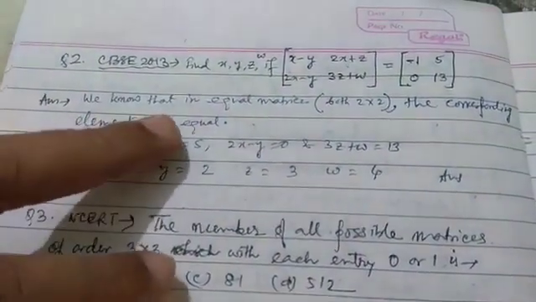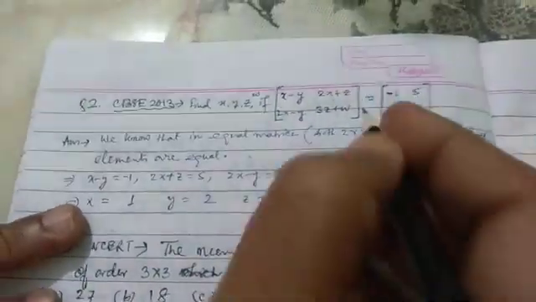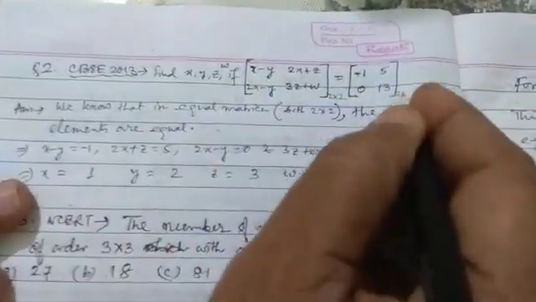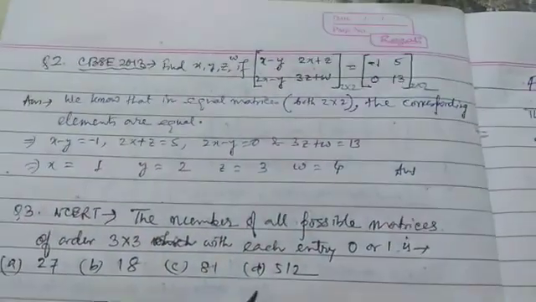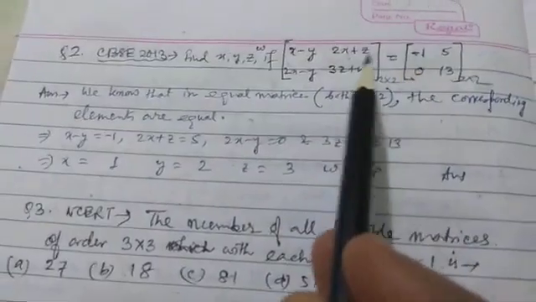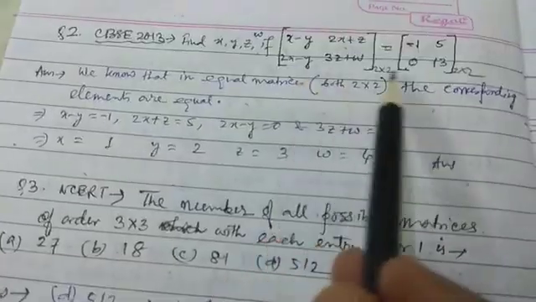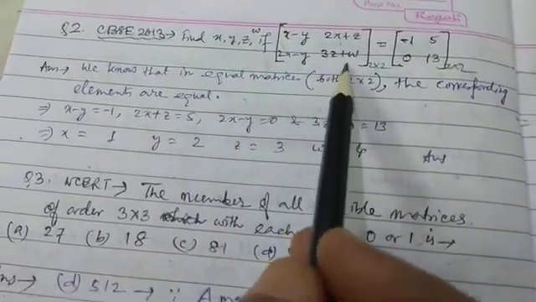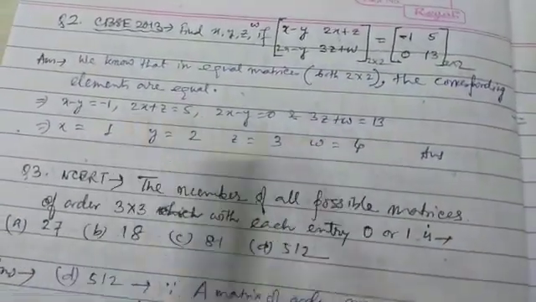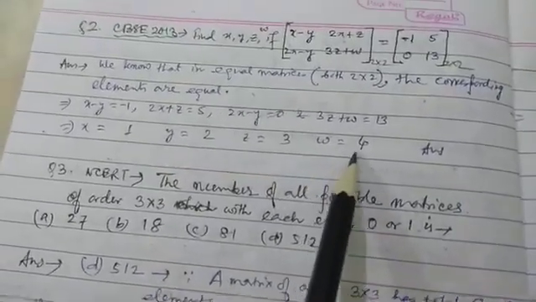Now we know that these are equal matrices where both are 2 by 2. This is also 2 by 2, this is also 2 by 2. So they are equal matrices. Now the corresponding elements will be equal. So in place of x minus y, I can put minus 1. In place of 2x plus z, I can put 5. In place of 2x minus y, I can put 0. And in place of 3z plus w, we can put 13. So by solving, we are getting x is 1, y is 2, z is 3, and w is 4.